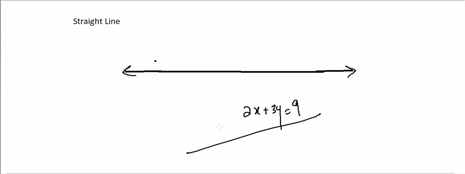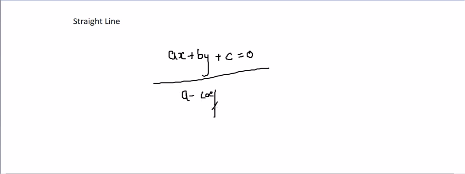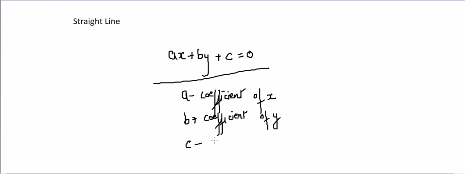the straight line. Now let me see what is the general form of writing a straight line. The general form of writing a straight line is ax plus by plus c equals 0. It's quite similar. Yeah, this is a linear equation in two variables. Whereas a is the coefficient of x, and b is the coefficient of y, and c is constant.